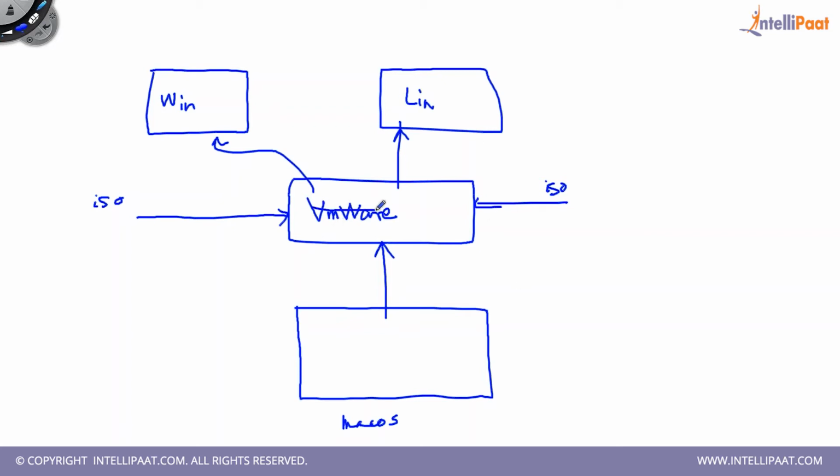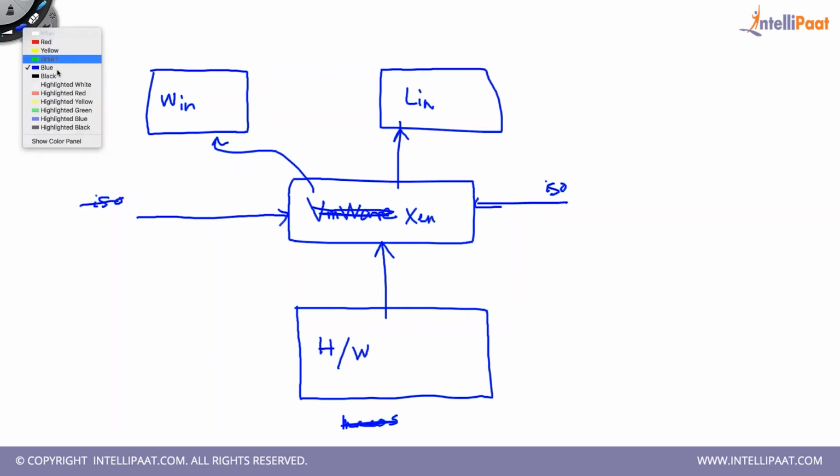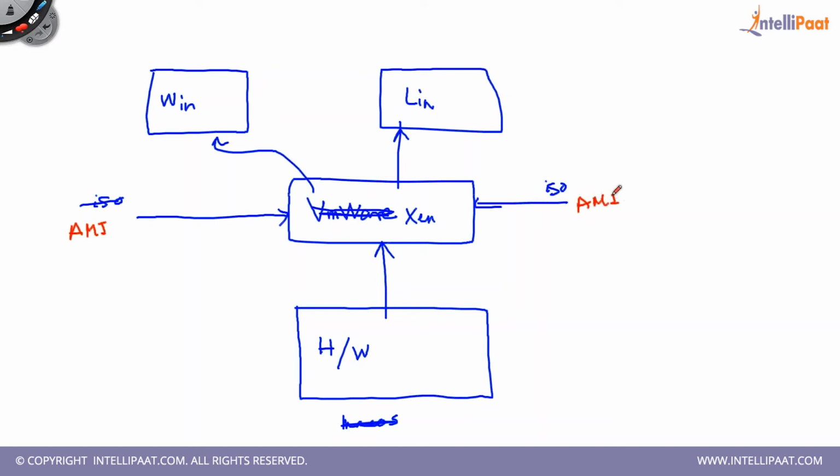So in case of AWS, VMware is not there, and there's no Mac operating system. There's no operating system for that matter. We have the hardware directly. On top of hardware, you have something called the Xen hypervisor, and instead of ISOs, we have something called AMIs, what we have discussed now. AMIs are kind of ISOs which contain the software from which the operating system will be installed.